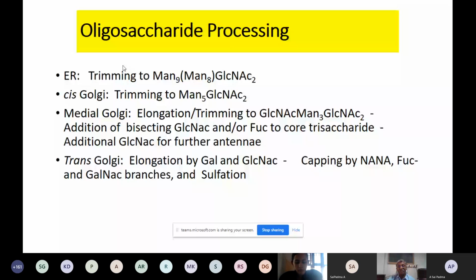And what are the different types of processing mechanisms that occur? In the endoplasmic reticulum, trimming of the mannose 9 oligosaccharide. In the cis Golgi, trimming to mannose 5 and N-acetylglucosamine. In the medial Golgi, elongation, trimming to N-acetylglucosamine, mannose 3 and N-acetylglucosamine. Addition of bisecting N-acetylglucosamine and/or fucose to the core trisaccharide. Additional N-acetylglucosamine for further antennae. These are all the different types of glycan structures that can be generated by this sequence of reactions in the Golgi apparatus.